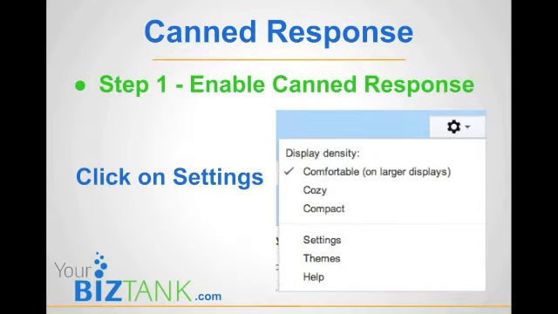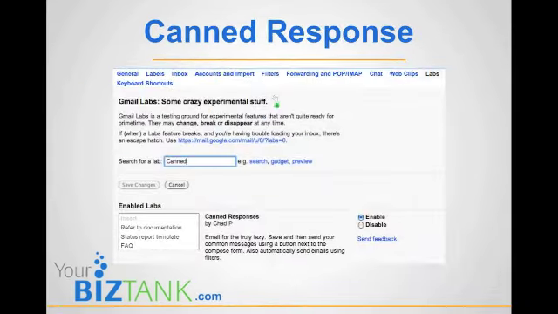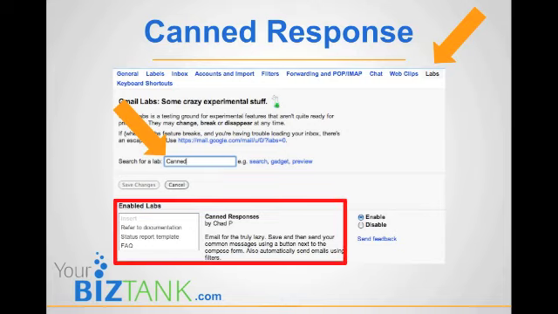And step 1 to using canned responses is you have to actually enable this feature inside your Gmail account. So in the upper right hand corner, you're going to see a little gear. I want you to click on that gear and then click on settings. Once you come to your settings page, you're going to click on Labs on the top menu, and then in the little search box, just type in canned. It's going to sort through all of the Gmail add-ons, and then canned responses will come up right at the top. All you have to do is click Enable and then save all of your changes.